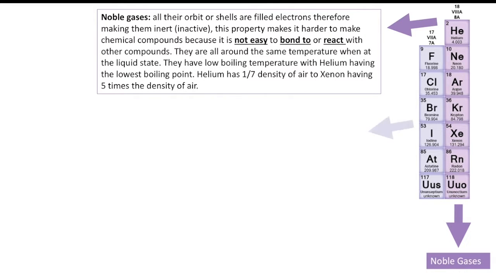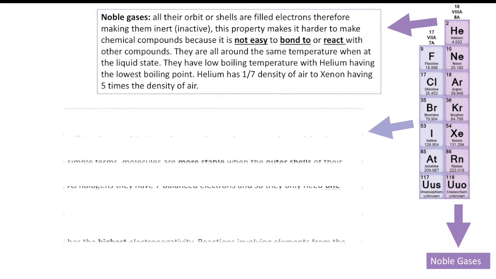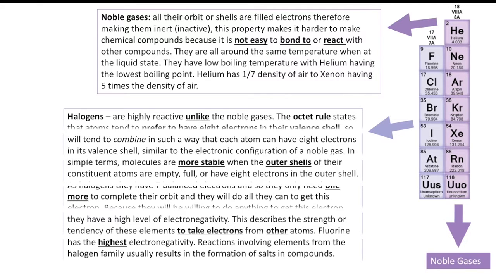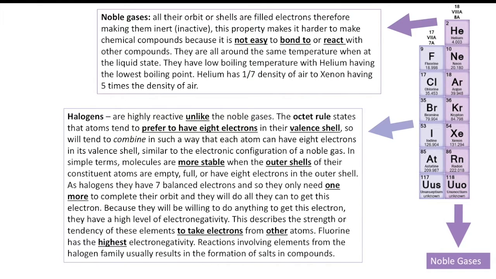As halogens, they have 7 valence electrons, and so they only need one more to complete their outer shell, and they will do all they can to get this electron. Because they will be willing to do anything to get this electron, they have a high level of electronegativity. This describes the strength or tendency of these elements to take electrons from other atoms. Fluorine has the highest electronegativity. Reactions involving elements from the halogen family usually result in the formation of salts in compounds.